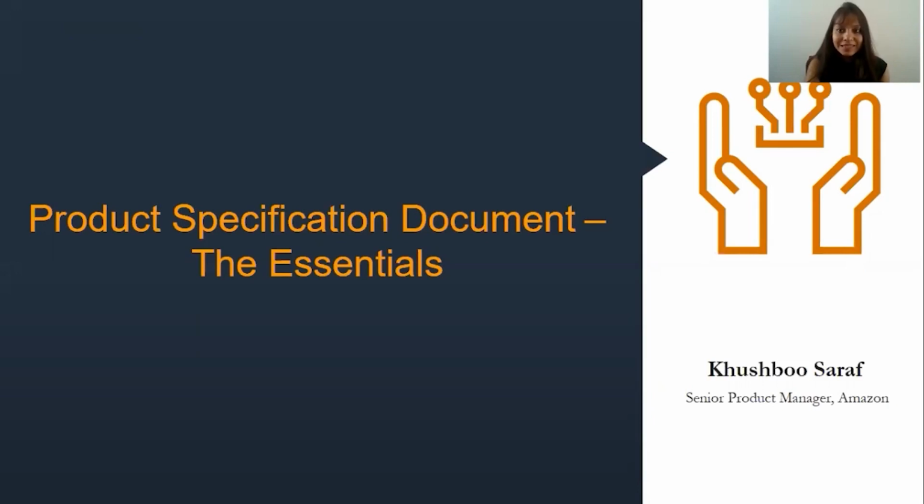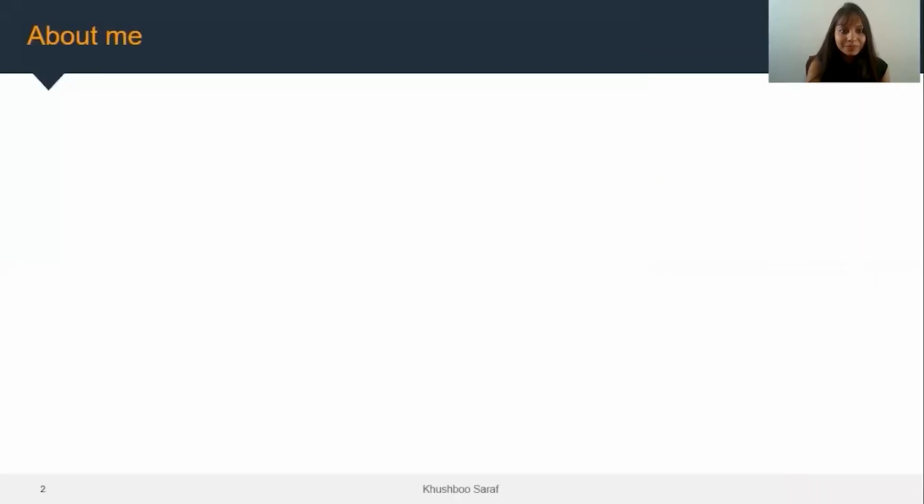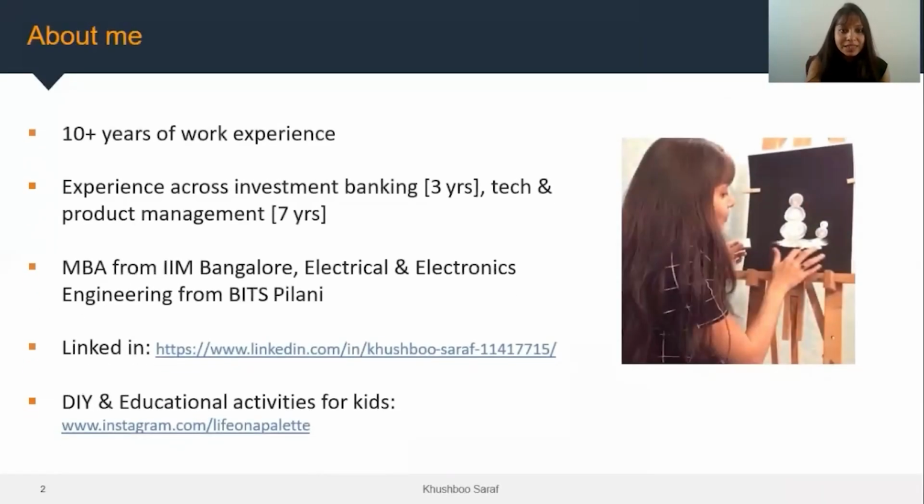But before we get started, let me give a brief introduction about myself. I have over 10 years of work experience across investment banking, tech, and product management, 7 years specifically in tech and product management. And I have worked across startups as well as mature firms like Amazon, Citigroup, and Oracle. I have worked on both seller side as well as customer side products.